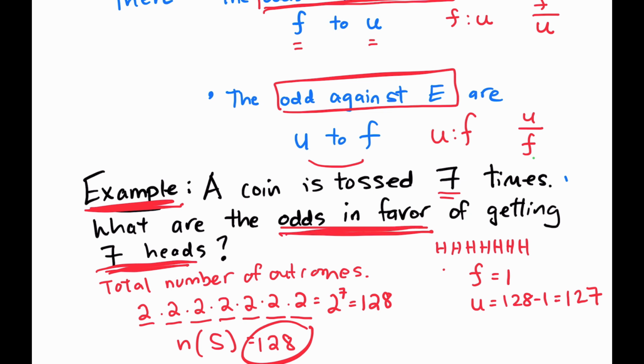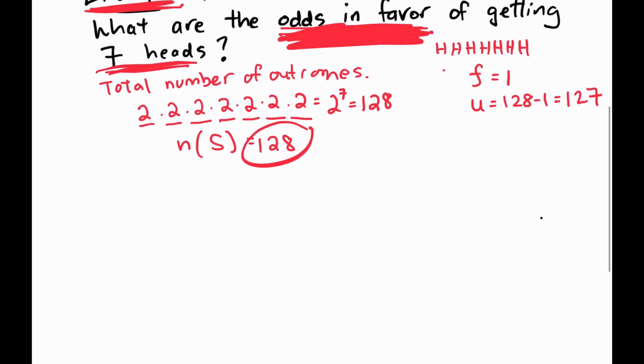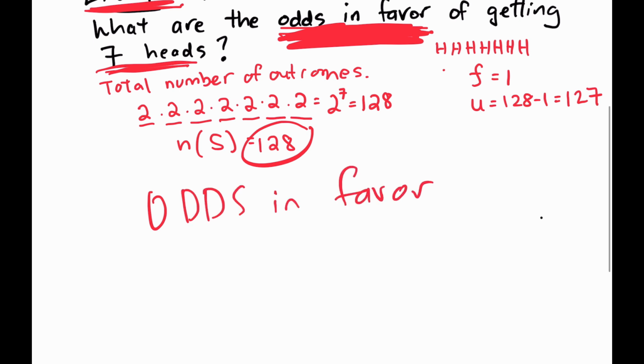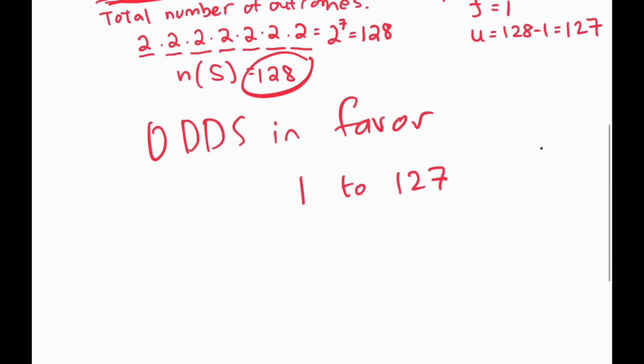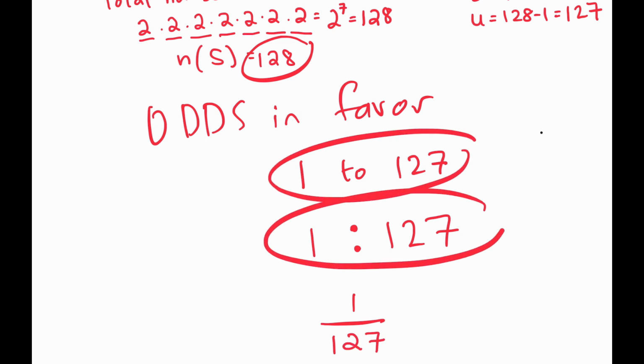So the question asks us for odds in favor. That's always putting the F first, the favorable first or on top. So the odds in favor, let's finish this off, will be, we can write this as 1 to 127, or we can write this as 1 colon 127, or we can write this as 1 over 127. So these are 3 different ways we can write the odds in favor of getting 7 heads when we toss a coin 7 times.